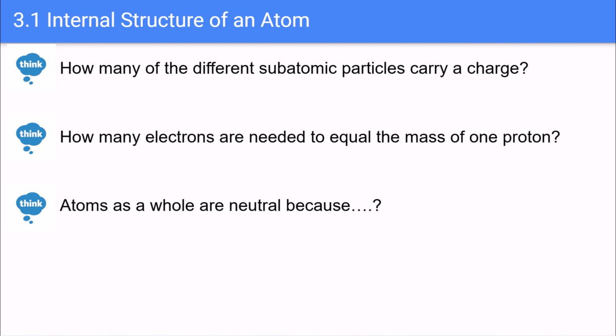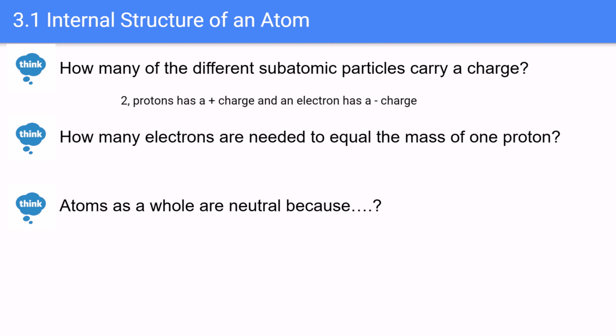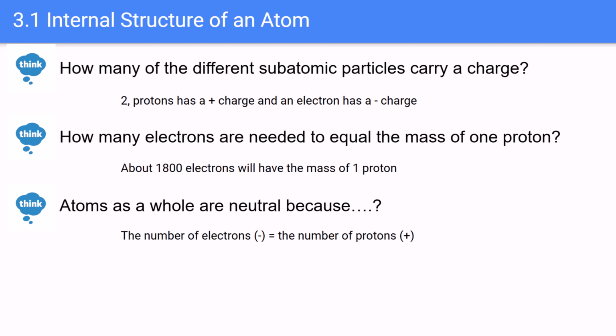Welcome back. Again, let's break some of these questions down. The first one says, how many of the different subatomic particles carry a charge? That is 2. Protons carry a positive charge and electrons have a negative one. How many electrons are needed to equal the mass of one proton? It's roughly 2,000. 1,800 electrons is perfectly fine. Again, it depends on the source you're looking at, but as long as you're roughly within about 1,800 to 2,000, you should be in good shape. And atoms as a whole are neutral because the number of electrons is equal to the number of protons.